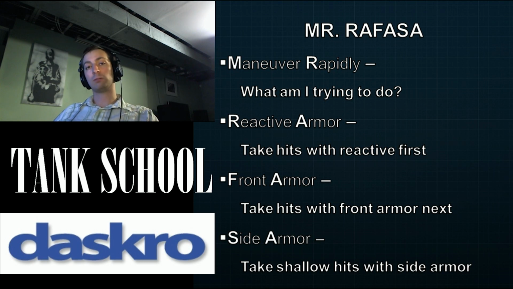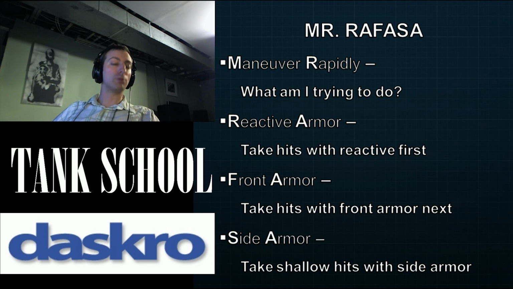Let's talk about the second aspect of it. Frontal armor. If you're going to take hits and your reactive armor's all gone, make sure they hit your front armor and not your sides and not your rear. If you can do that, and your reactive armor goes down and you take a front armor hit, you can take 2 to 3 front armor hits, depending on what you're getting hit by, before you get disabled, which means that you can get out of there real fast. Remember, what are you trying to accomplish? Maneuver rapidly. If you need to get out of there, you need to get out of there. If it's not your objective to stay there and hold that point and die, and that's a viable objective, then you need to reposition and get out of there.